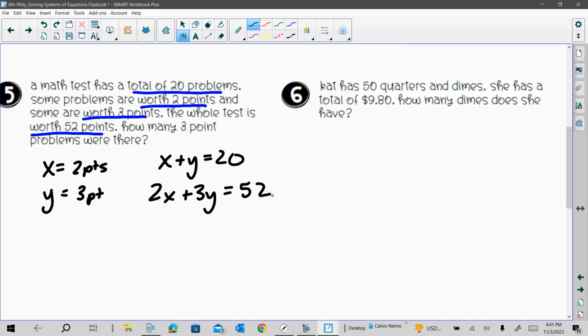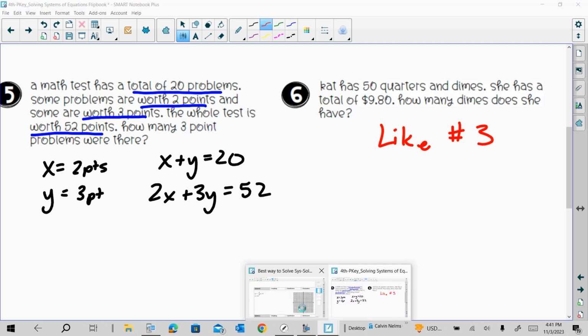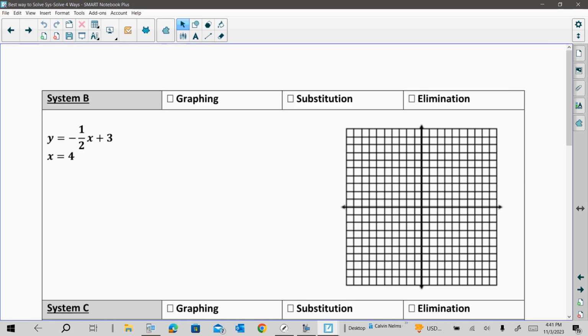Let's see if we can get to that solution, because they want to know how many 3-point problems there were. And then 6 is dealing with money again, like number 3. So go back to number 3 on the word problems and try to finish that. When you're done with this, I'm going to check it, and then we're going to go on to some what's-the-best-method practice.